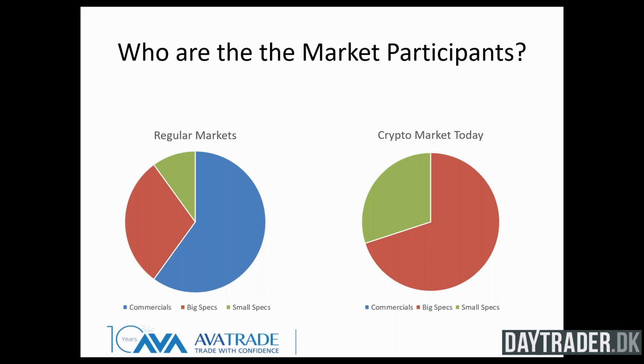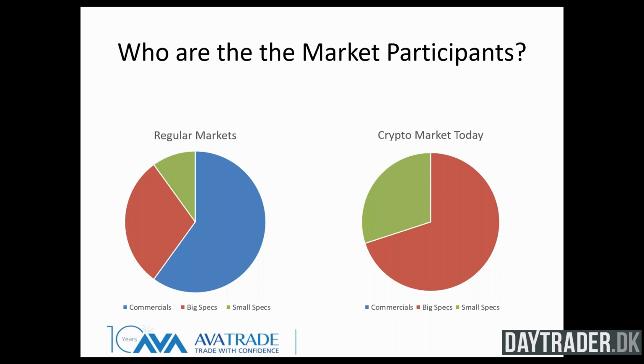Now, in the crypto market today, the situation is totally different, and it shows that there is no commercials. There is nobody who uses it on a professional level. So there is 100% speculation, whereas about 70% speculation is big money and 30% speculation is small money.